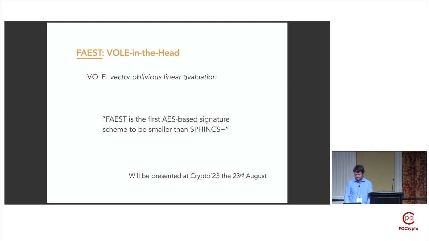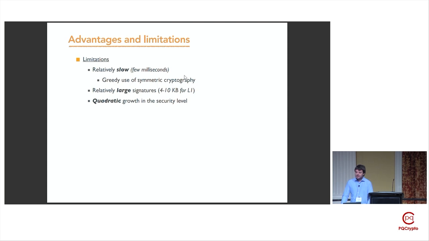To conclude, there are some limitations about using the MPCNZ framework. It's relatively slow, a few milliseconds, if we compare to the lattice-based schemes. There is a greedy use of symmetric cryptography, which leads to relatively large signature size. It's 4 to 10 kilobytes for the first security level. There is a quadratic growth of the size in the security level. But it's not specific to the MPCNZ framework. It's a property of all the signatures which come from a zero knowledge proof with non-negligible probability.